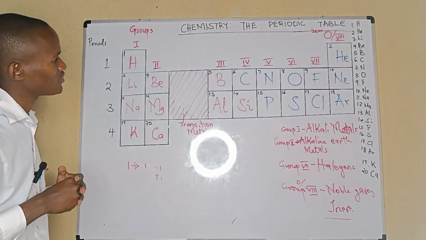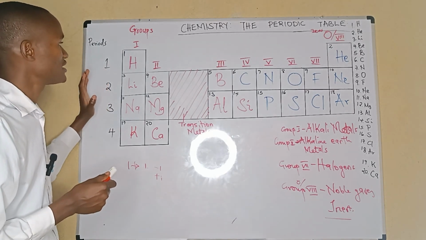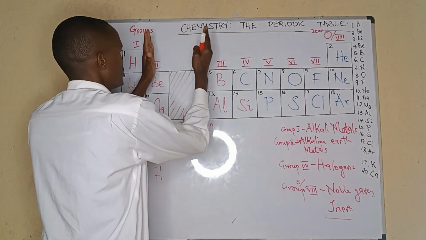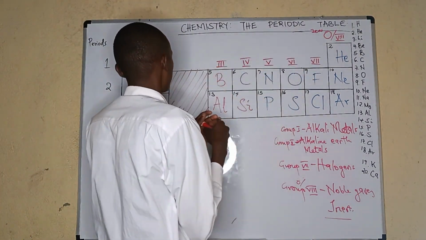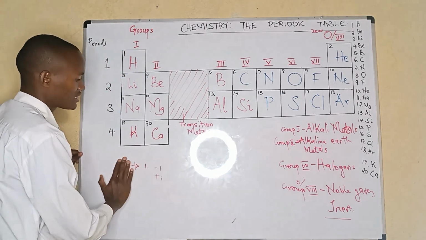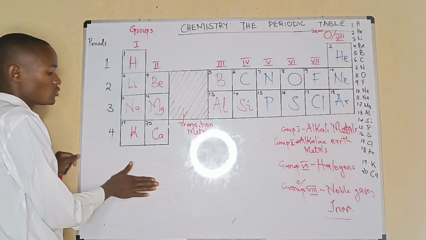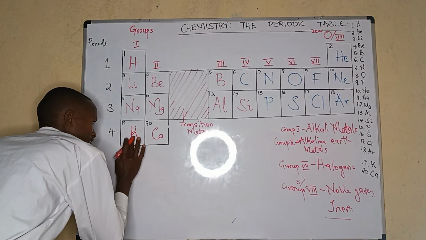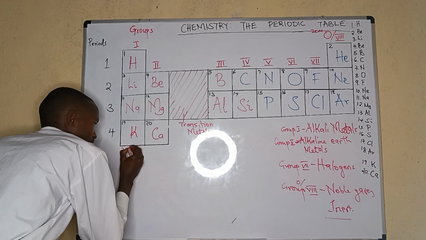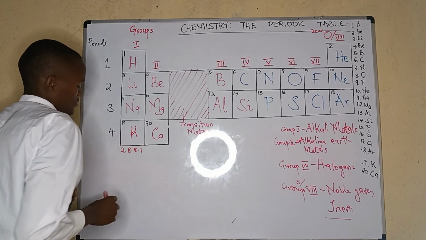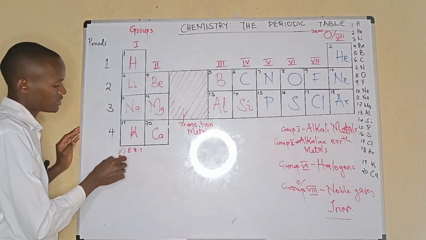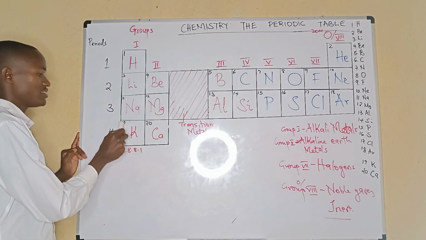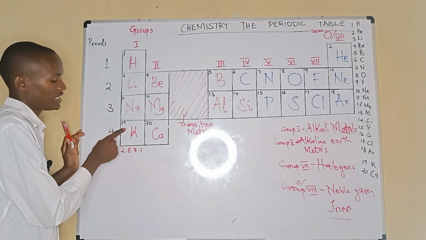Okay. From there, we have seen groups. Let us mention something about their configuration. This is group 1, group 2, group 3, 4, 5, 6, 7, 8. I'll be writing the configuration of the very last element in each group. Potassium has a configuration of 2, 8, 8, 1. That gives a total of 2 plus 8 is 10, plus 8 is 18, plus 1 is 19. It gives the atomic number 19.